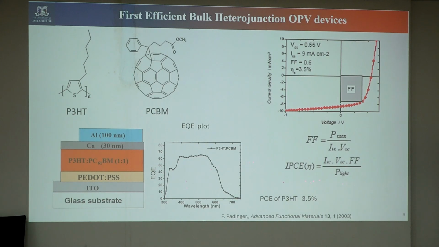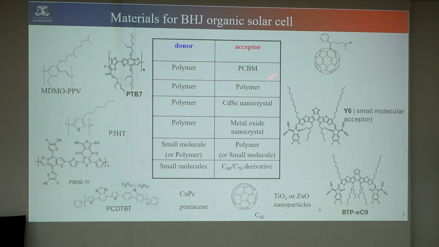This is the very first device, published in 2003. At that time the performance was 3.5. You see the standard architecture started 20 years ago: PEDOT:PSS, P3HT:PCBM, calcium. This is a very classic donor material. People got good performance using this combination, because you know that C60, the PCBM, is a very spherical molecule, so wherever it assembles it will have a nice crystalline structure, because if PCBM is assembled anyway, it looks like a crystal because it is spherical.